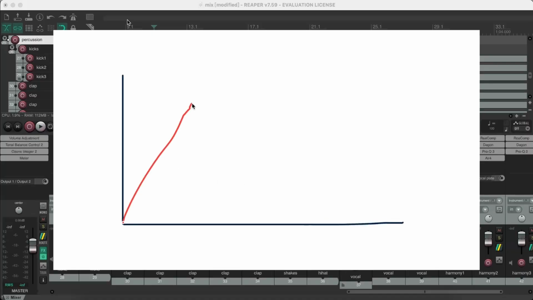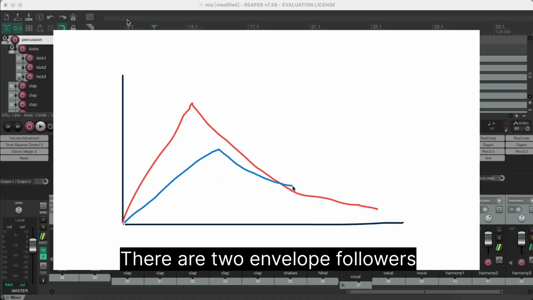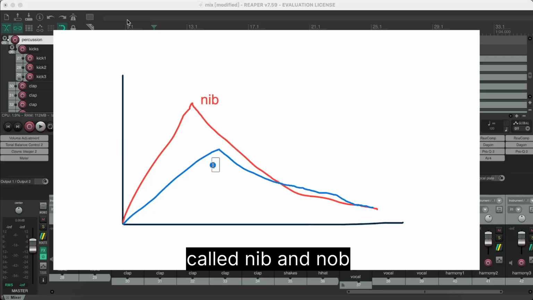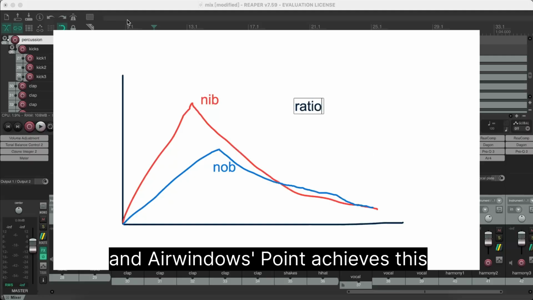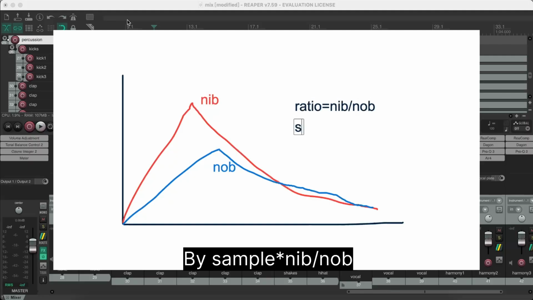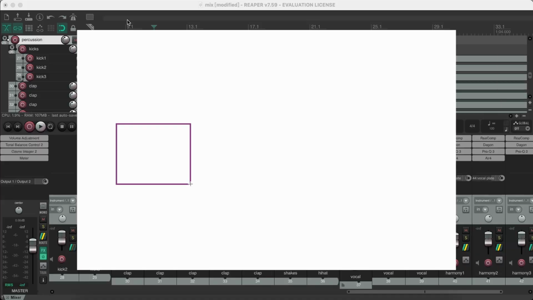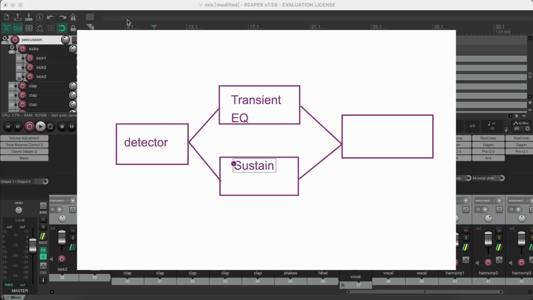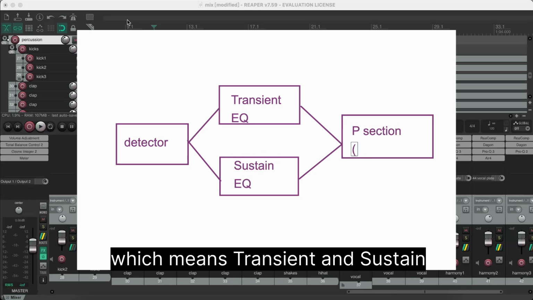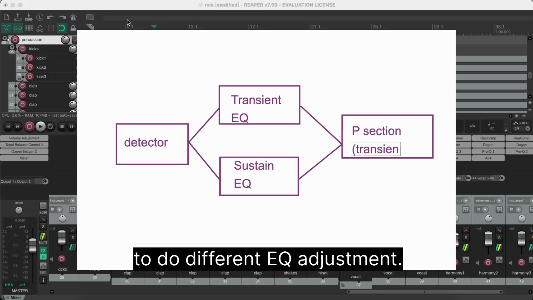As you can see, there are two envelope followers that have different speeds, called nib and knob. One is faster while the other one is slower, and Airwindows Point achieves this by multiplying the sample by the ratio of nib to knob. So I use this ratio to divide the signal into two sections, T and S, which mean transient and sustain, to do different EQ adjustments.